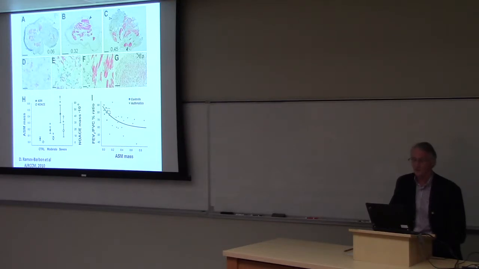Again, this is from a healthy control. This is a moderate asthmatic, and this is a severe asthmatic. And these numbers here, 0.06, 0.32, and 0.45, are the proportion of the biopsy occupied by muscle. So as we go from left to right, we have increasing amounts of muscle.